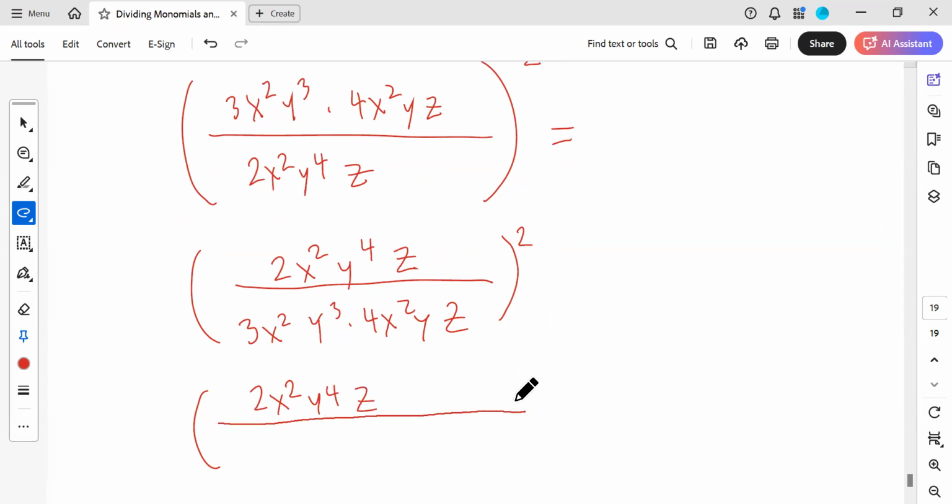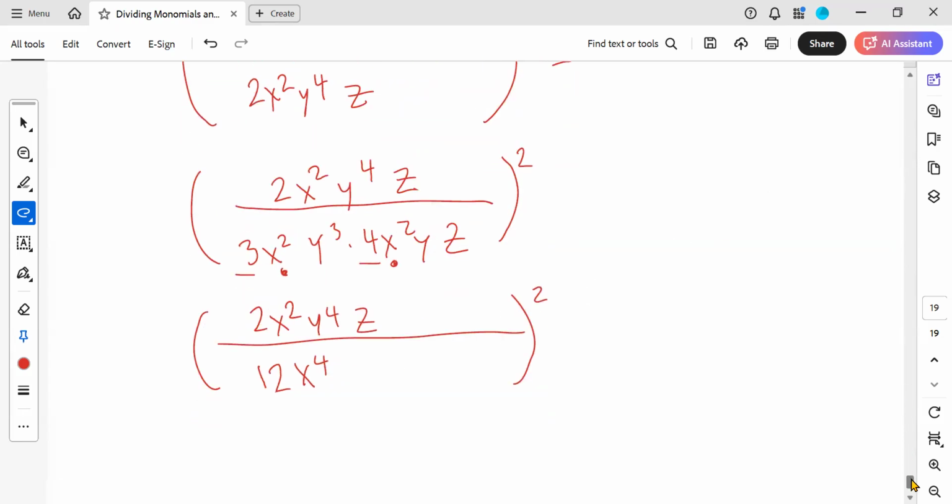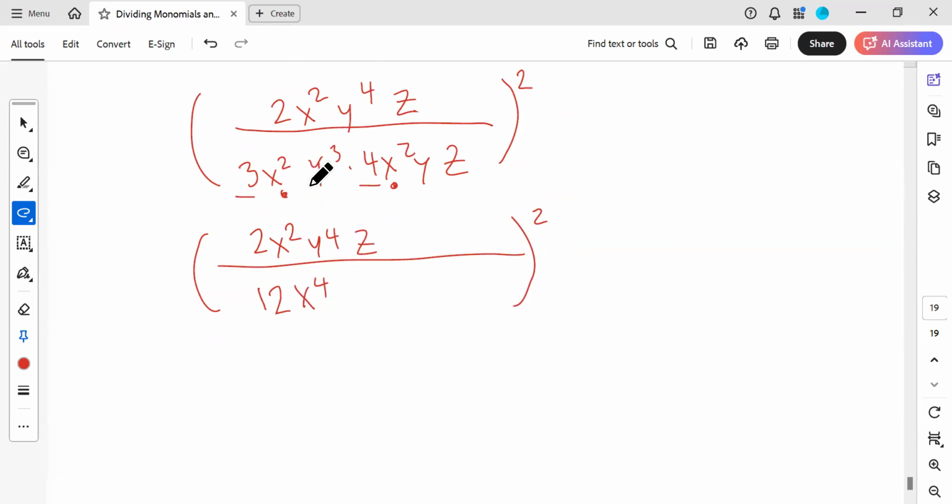But on the bottom, I do have stuff that I can multiply. For example, 3 times 4 is going to give me 12. Then x squared times x squared, add those exponents, going to give me x to the 4th. Am I making sense so far? Okay. Then y to the 3rd times y is going to give me y to the 4th, and then last but not least, I'm just going to bring down the z.